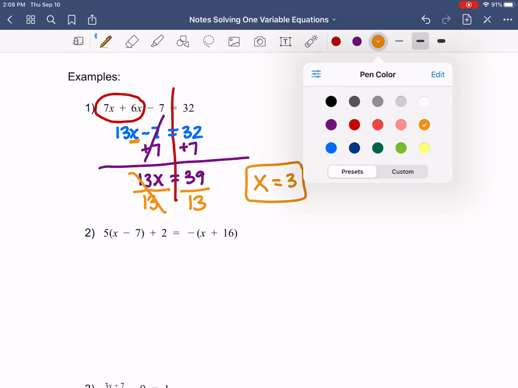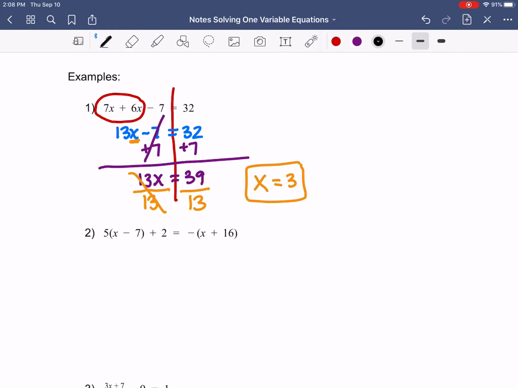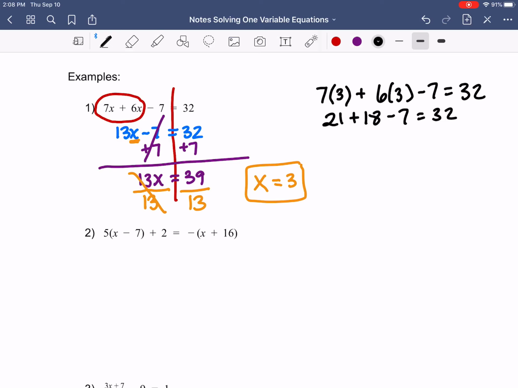So as I said, you might not check your solution every time, but I just want to show you guys how you would check your solution: take the answer you got and plug it back in for the x. So our problem said 7x plus 6x minus 7 equals 32. So I would plug in 3 where the x's used to be. And that gives me 21 plus 18 minus 7 equals 32.